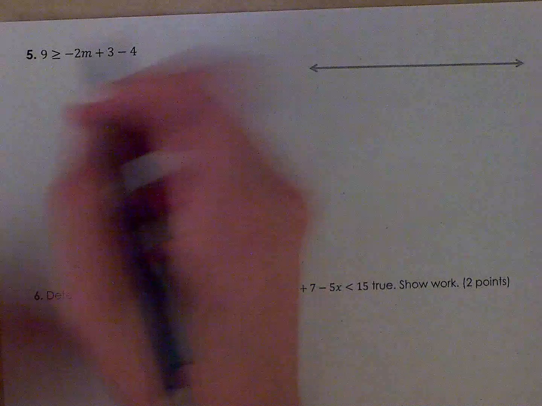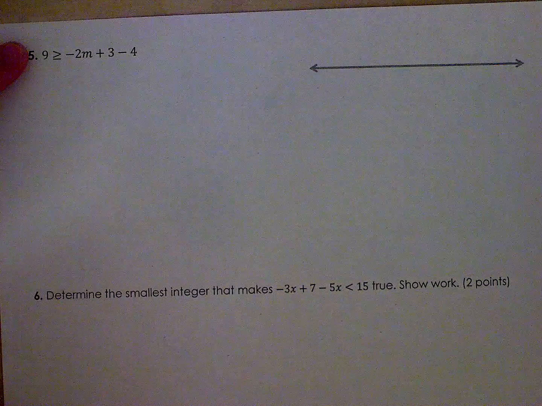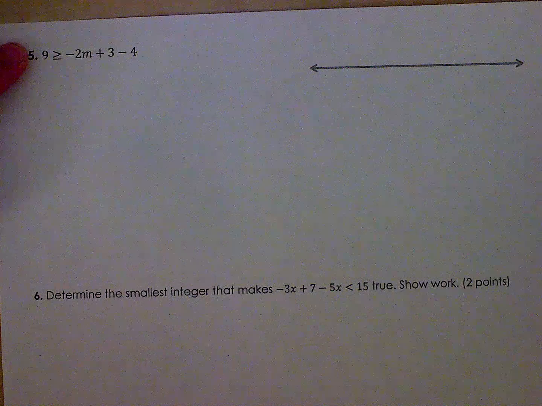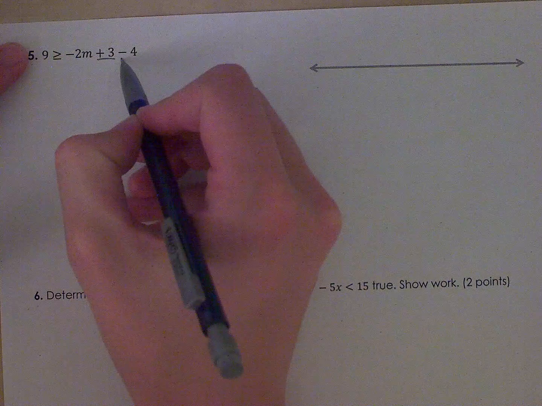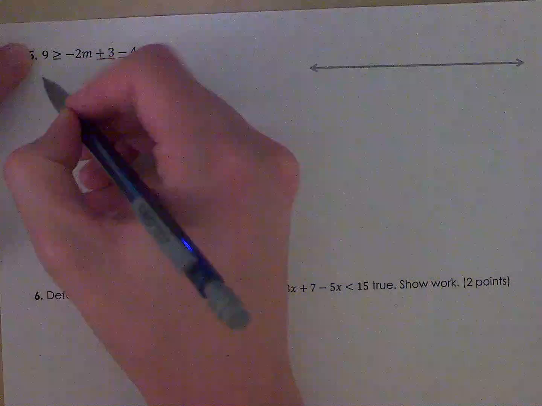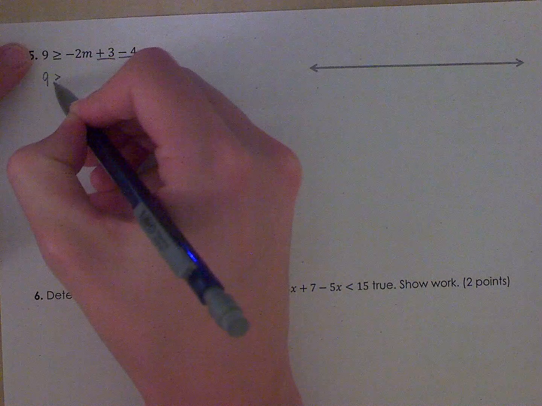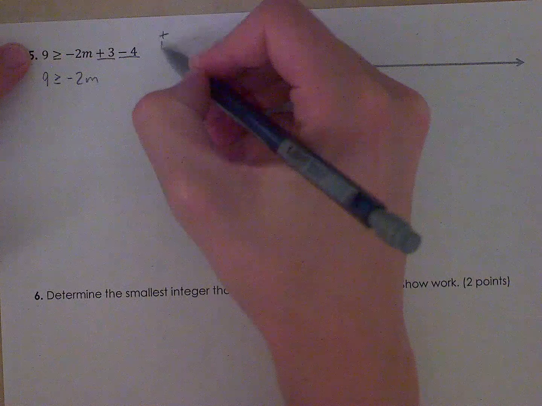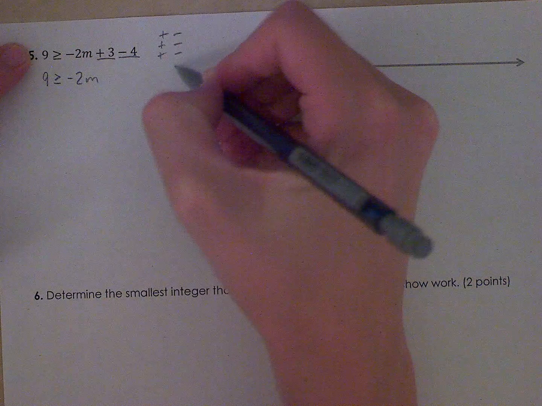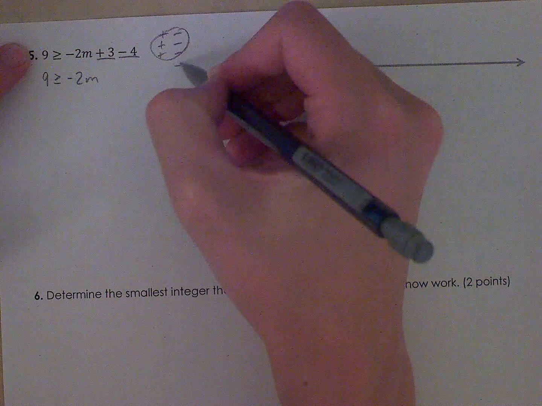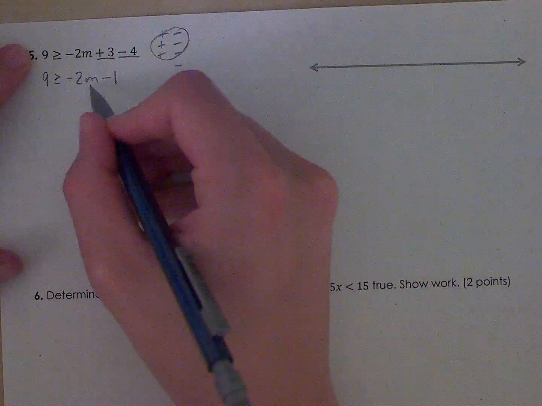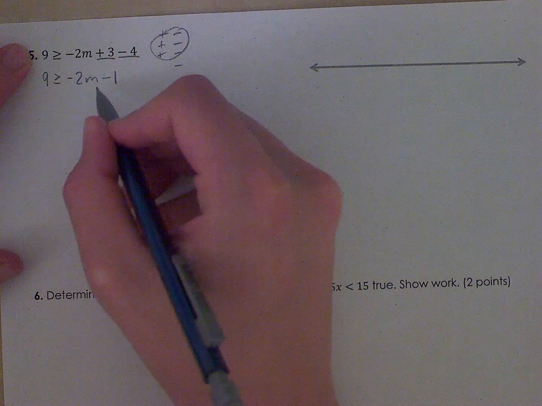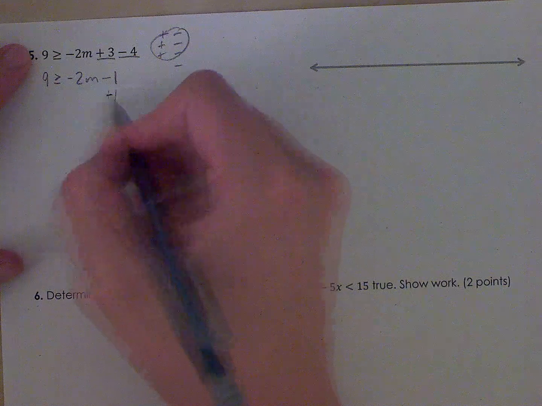Number 5. 9 is greater than negative 2m plus 3 minus 4. So the first thing I notice is on the right side, I have like terms. Positive 3 and negative 4 are like terms, so I'm going to bring down everything else. And I'm going to combine positive 3 and negative 4. So these cancel. I'm left with negative 1. Then m is the variable. I'm trying to get it by itself. So the first thing I'm going to do is I'm going to add 1 to both sides.